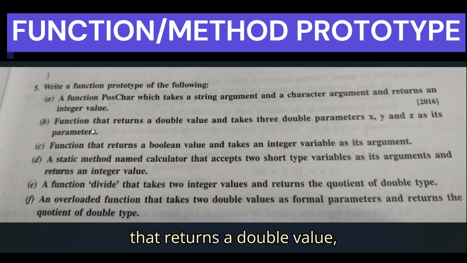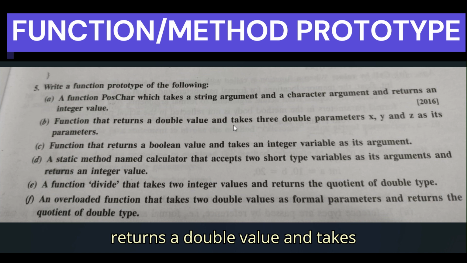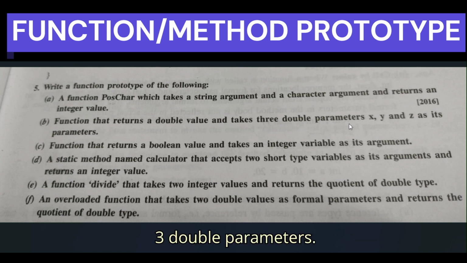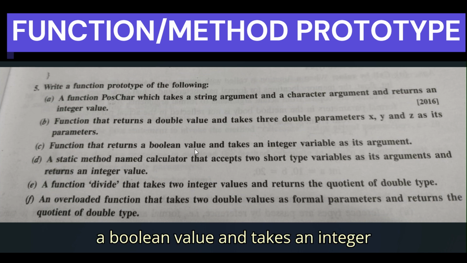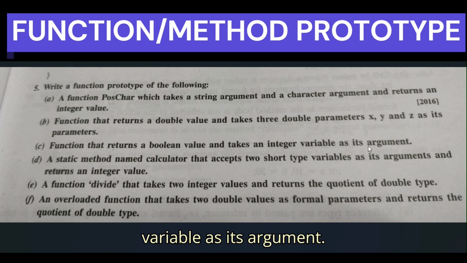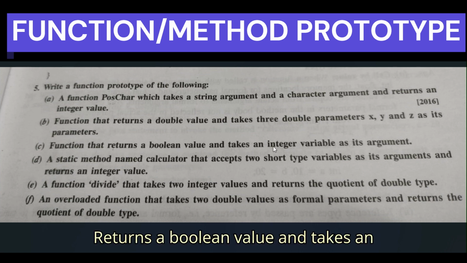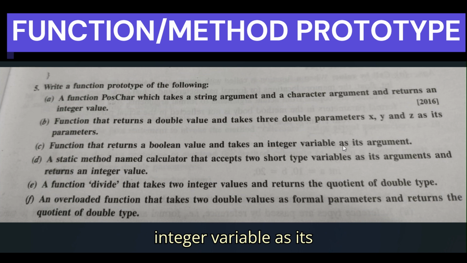Then second one, a function that returns a double value and takes three double parameters x, y and z as its parameters. Third one, a function that returns a boolean value and takes an integer variable as its argument.